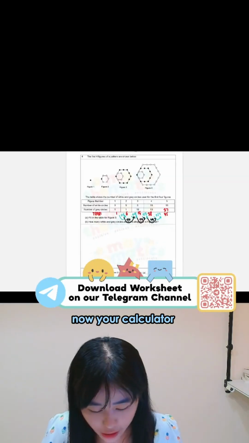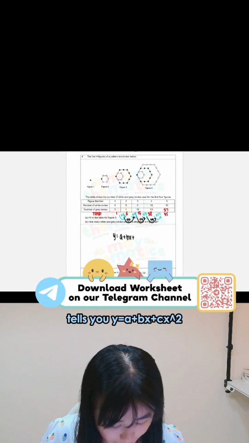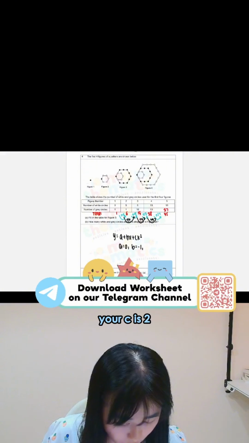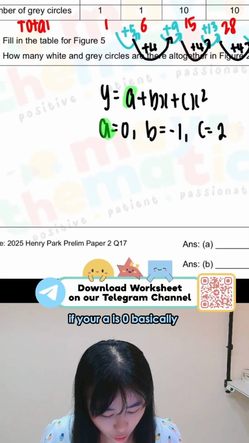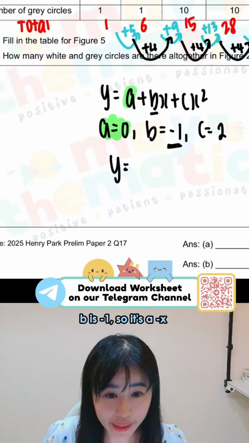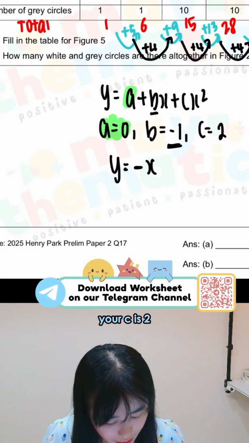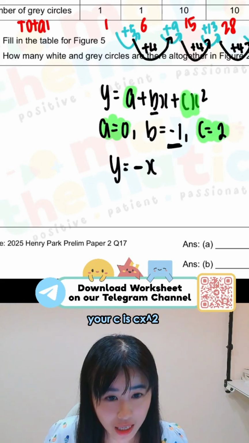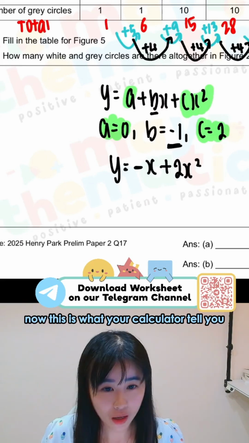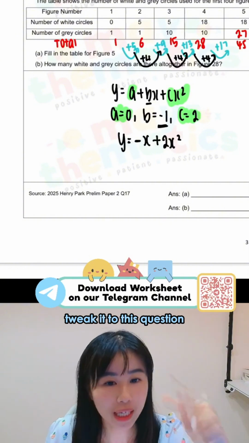Now, your calculator tells you y equals a plus bx plus cx squared, whereby your a is 0, your b is -1, your c is 2. If your a is 0, basically it's nothing there. Just ignore it. B is -1, so it's a negative x. Your c is 2, and it's cx squared, so it's plus 2x squared. Now, this is what your calculator tells you, but I'm going to let you tweak it to this question.